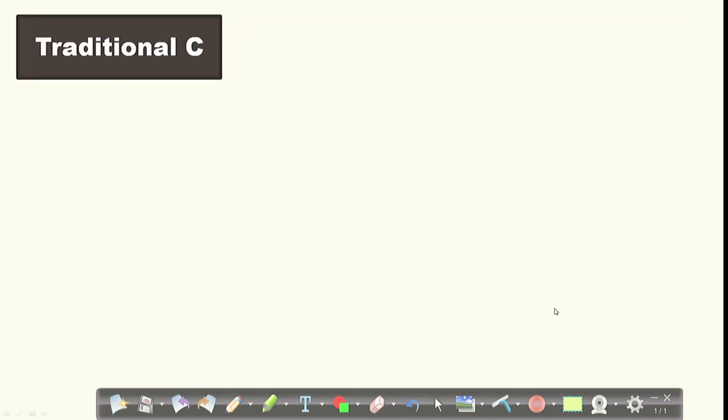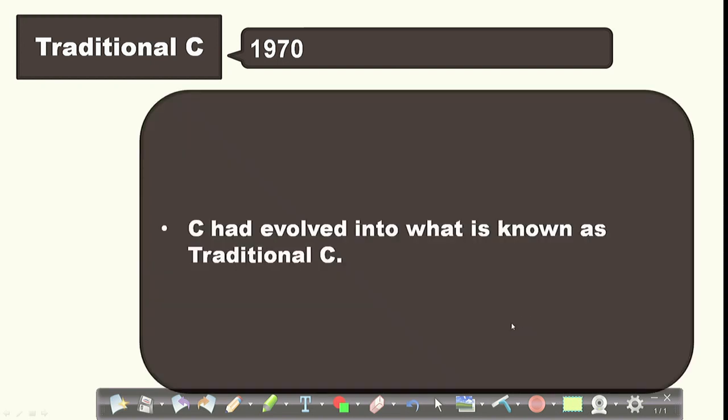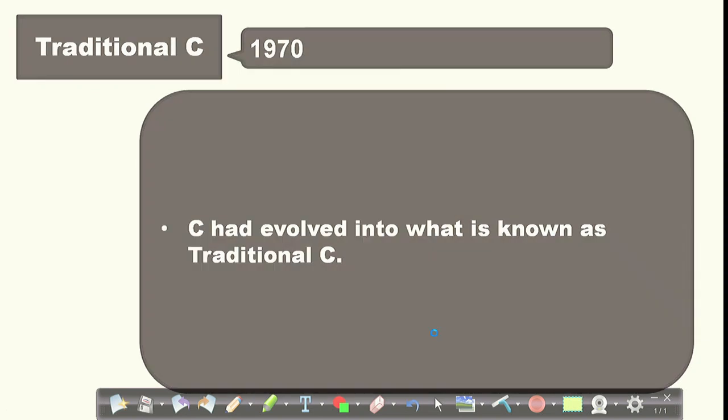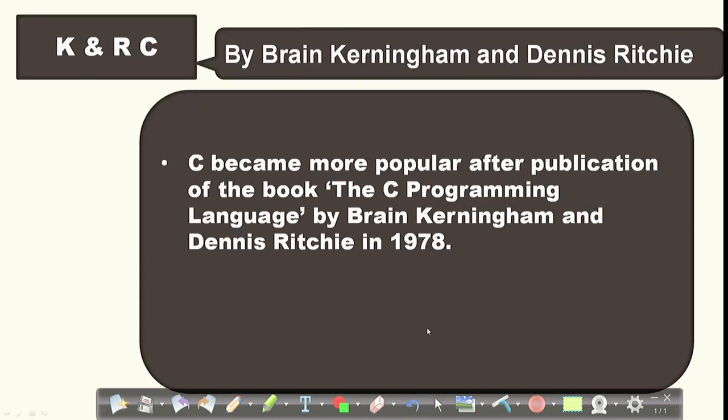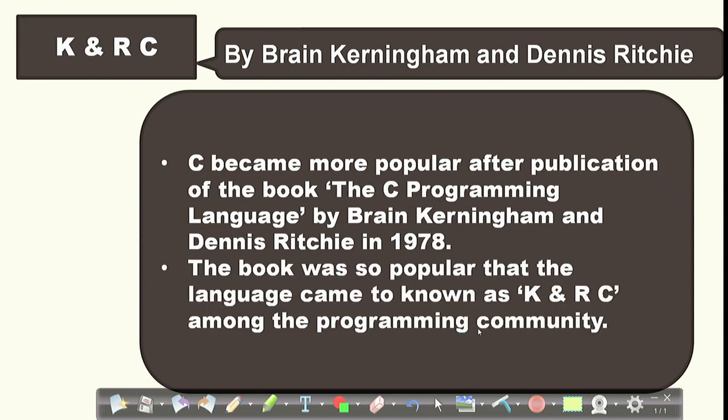Next, traditional C. In 1917, C evolved into what is known as traditional C. C became more popular after the publication of the book The C Programming Language by Brian Kernighan and Dennis Ritchie in 1978. This is also known as K&R C among the programming community.